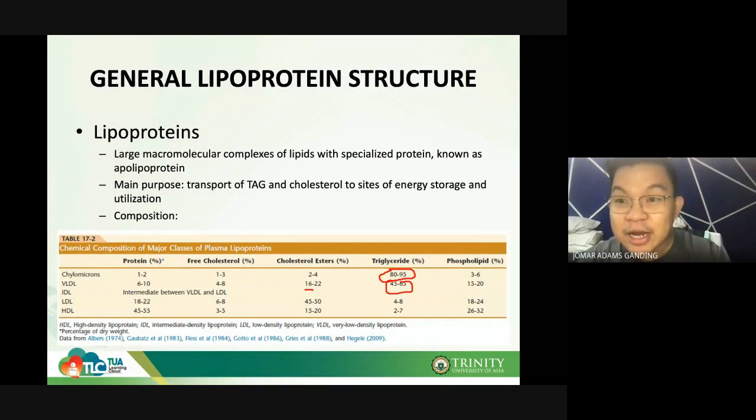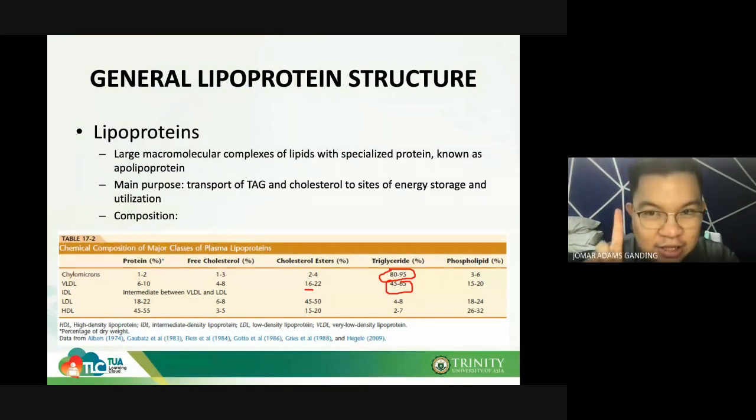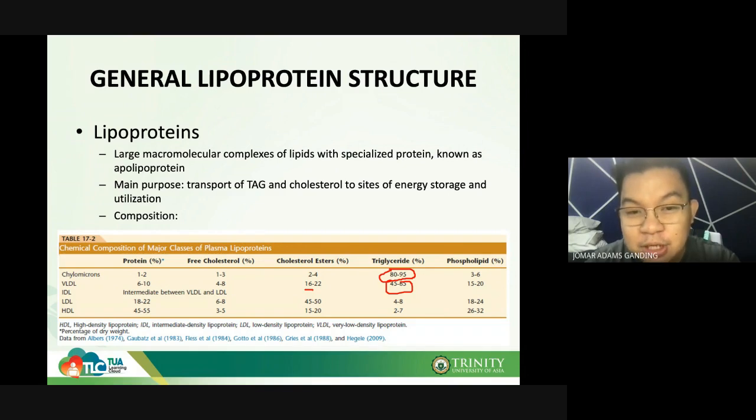What is the main type of lipid they are carrying? So for your chylomicrons, these are your triglycerides. For your VLDL, these are also your triglycerides. And later, I'll explain the difference between your chylomicrons and your VLDL. But in that sense, you would see that between the two, the major one will still be your chylomicron, because your VLDL also carries a little bit of cholesterol and even phospholipid.